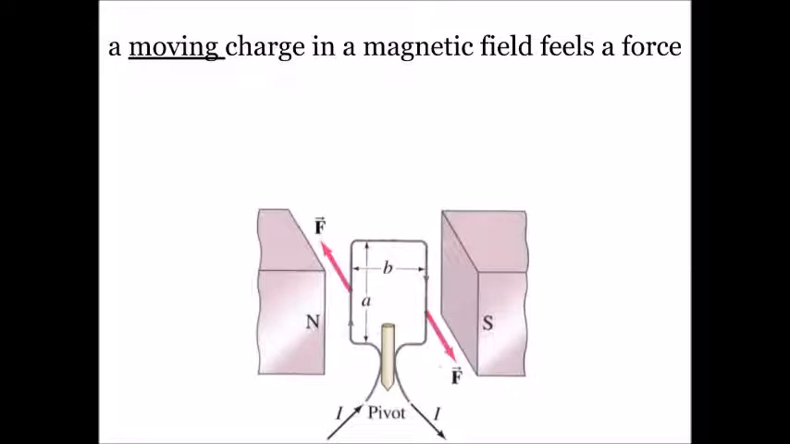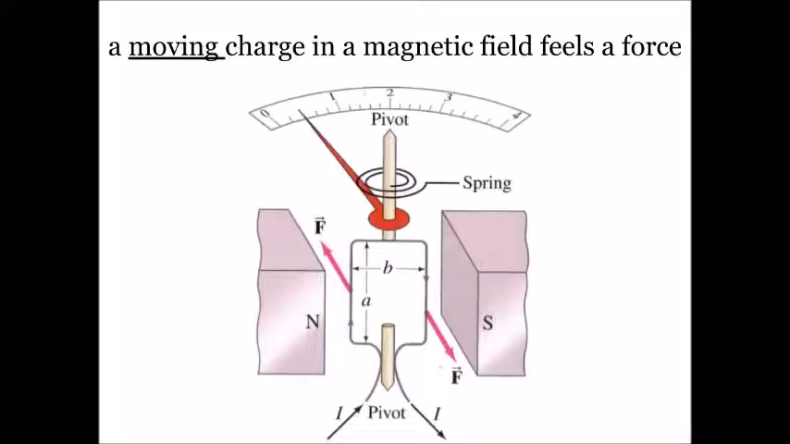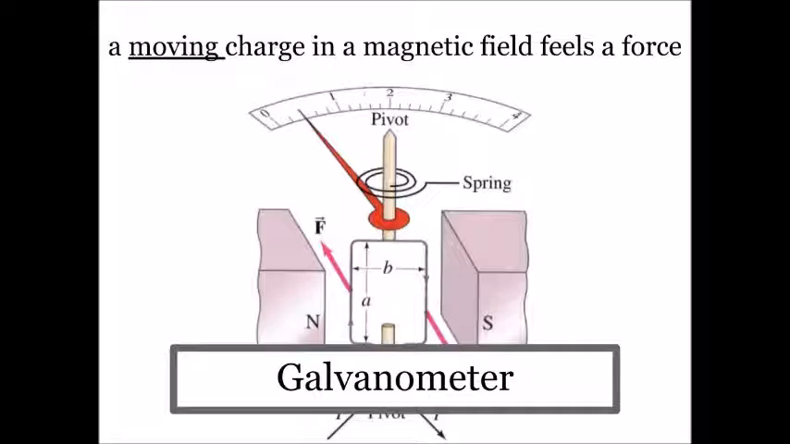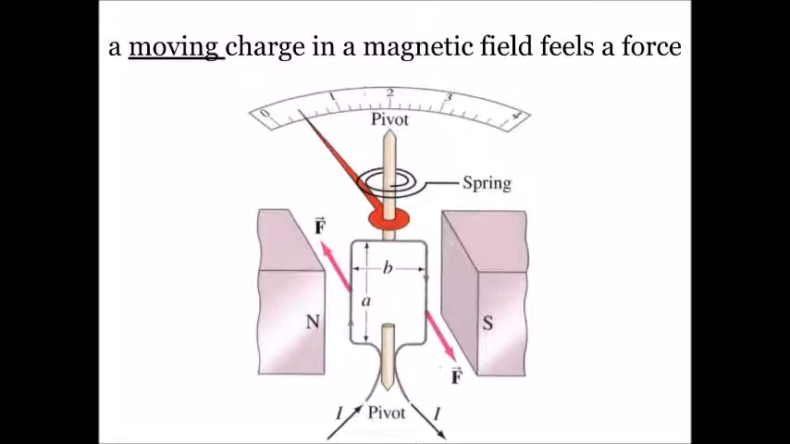We can put a torque on that loop, and if you can put a torque on a loop, you can create a galvanometer. Galvanometer. You can create an electric meter. See what we're doing there? The more current you have, the stronger the torque. The stronger the torque, the more that needle will bend that spring.